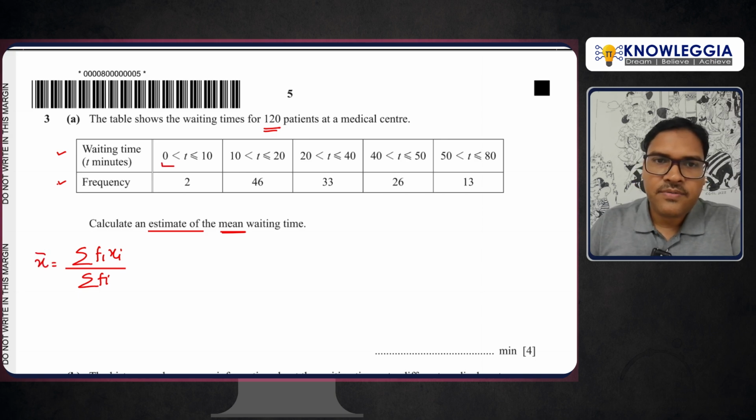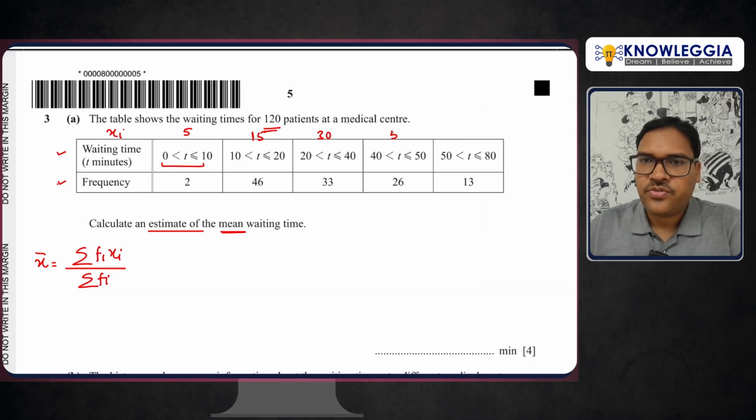But here this is given in class intervals. So what we will take is the midpoint. So what is the midpoint? I'll say this is the data which is xi, the midpoint. The midpoint here is 5, here 15, here 30, here 45, and then 65. You can easily check the midpoint because you can just say 50 plus 80 divided by 2, 40 plus 50 divided by 2, and so on.